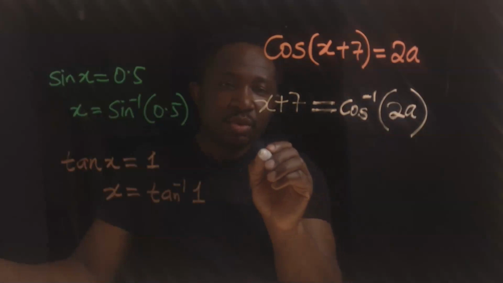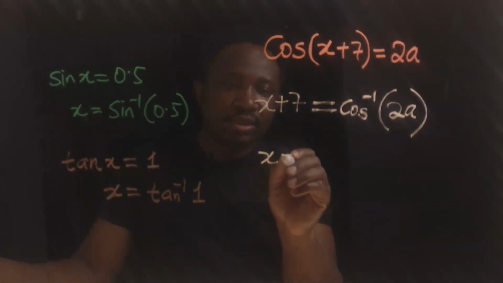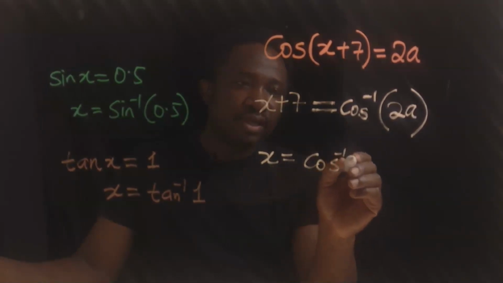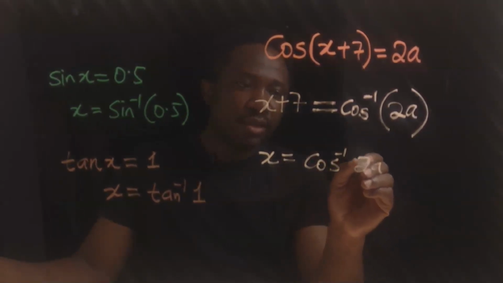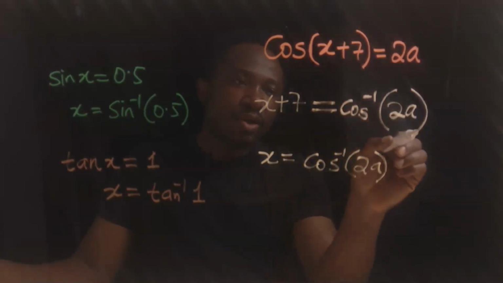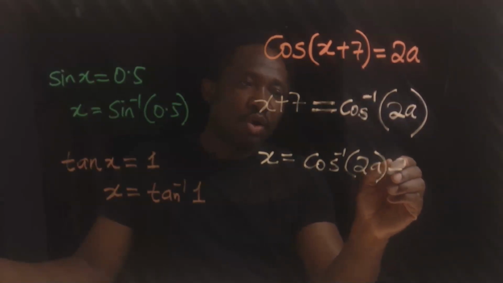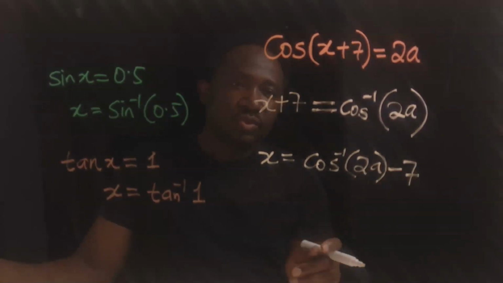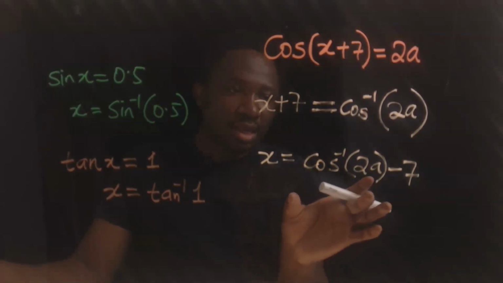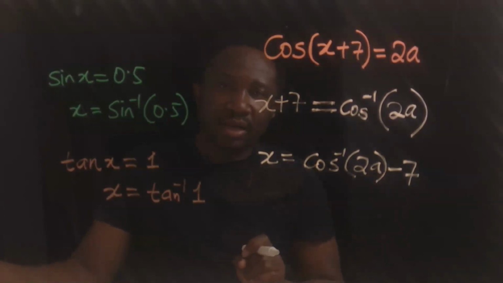Next, we want to make x the subject. On this side, I have the cos inverse of 2a. 7 is plus here. If it moves across the equal sign, it becomes minus 7. We have made x the subject, and this becomes our answer.